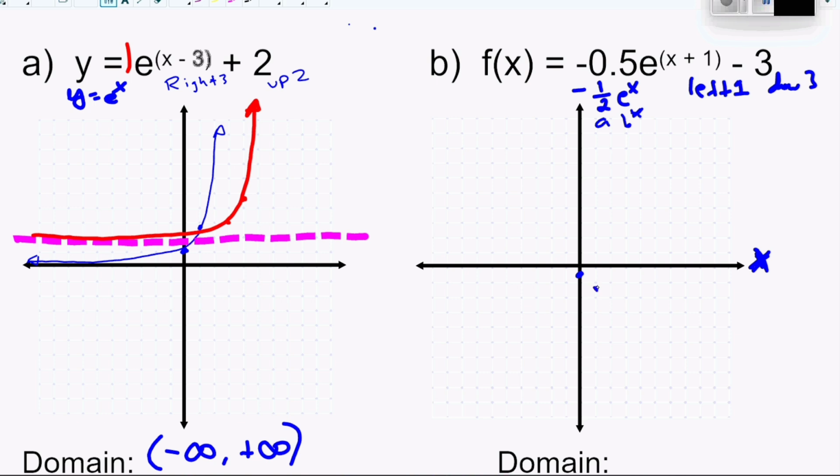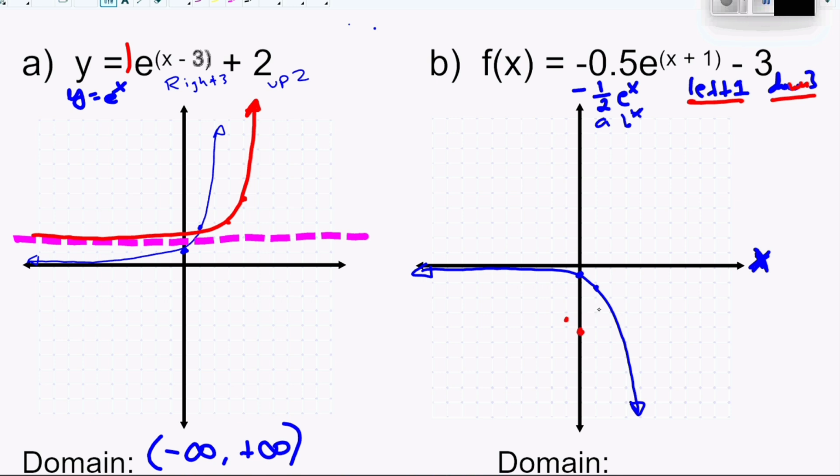And again, that would have a horizontal asymptote of 0. And so this one's going to go down. Again, it's going down because of that negative in front. However, I have to shift this left 1 and down 3. So each of these are going to go left 1 and down 3. 1, 2, 3. So that first dot's going to be here. This one's also going to go left 1 and down 1, 2, 3.